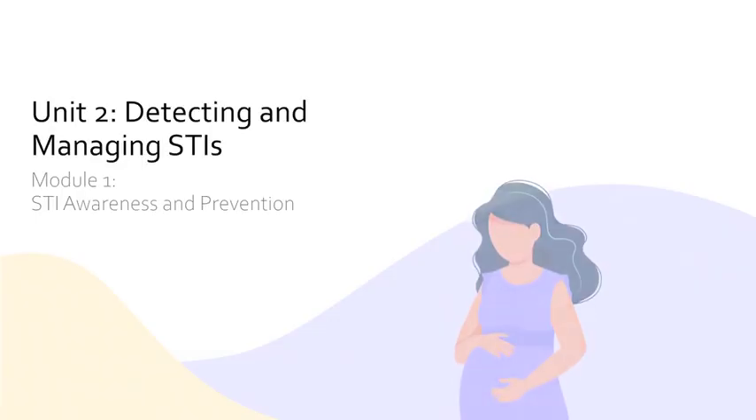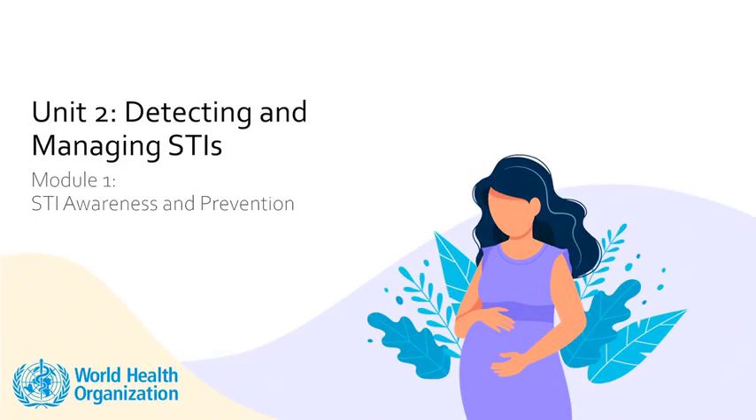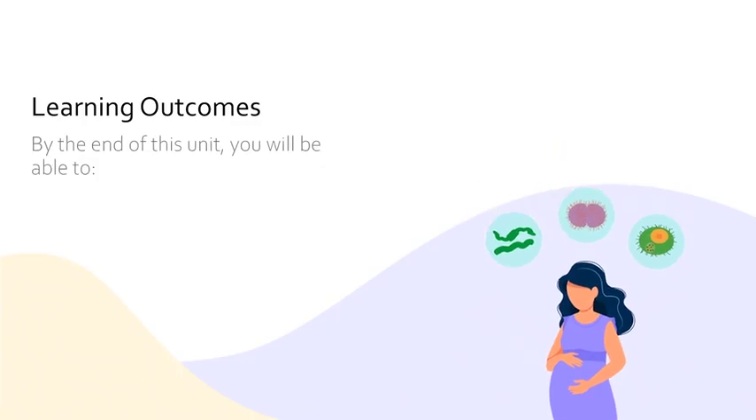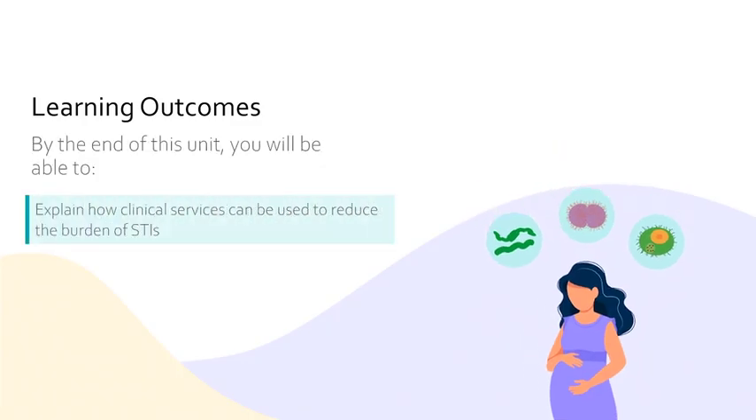Welcome to Unit 2 of this STI Awareness and Prevention module. In this unit, we will look at strategies for detecting and managing STIs. By the end of this unit, you will be able to explain how clinical services can be used to reduce the burden of STIs.